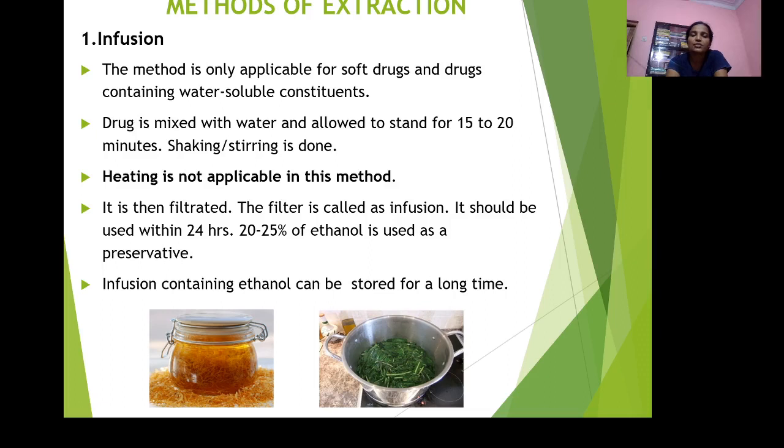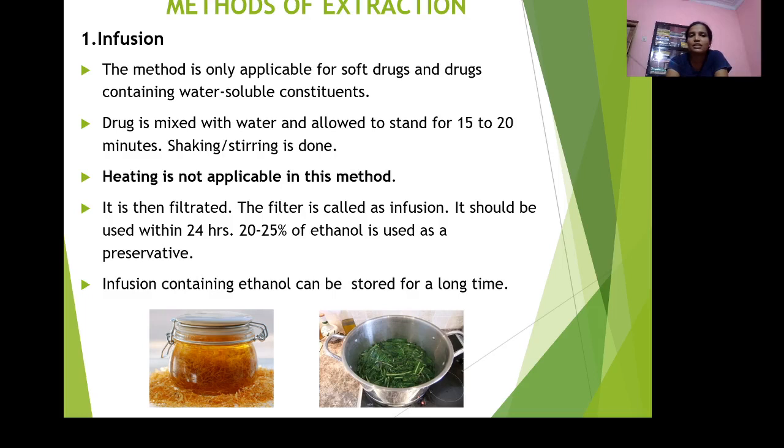Then, during this period, the stirring or shaking should be done. In this method, no heat is applied; there is no use of heat while preparing this infusion. This method is basically applied to soft drugs and drugs which contain water-soluble constituents, so that when we mix the drug material with the powder, it gets soaked inside the water.